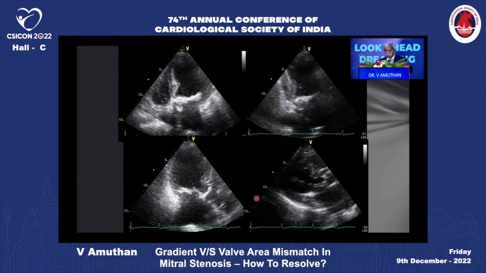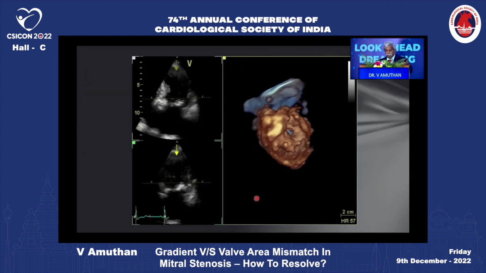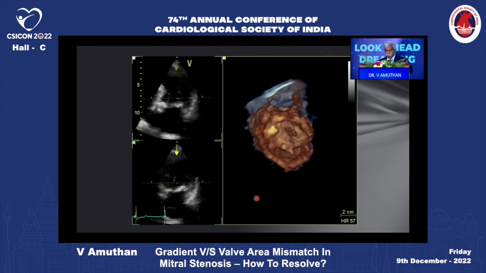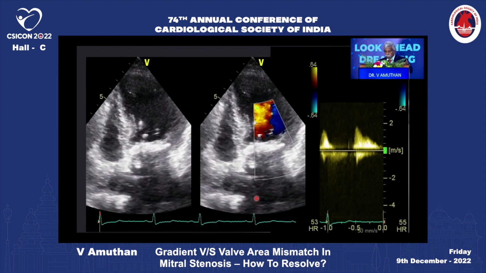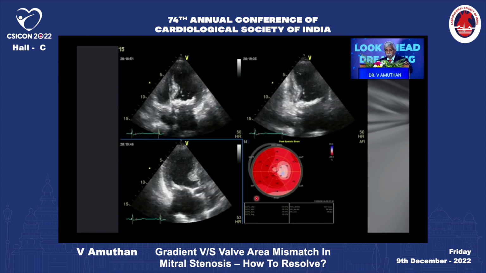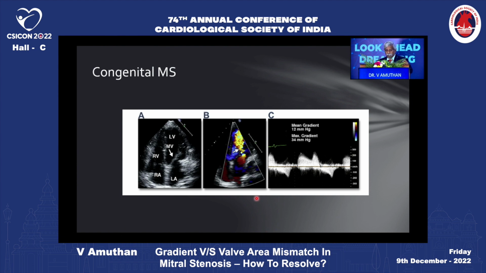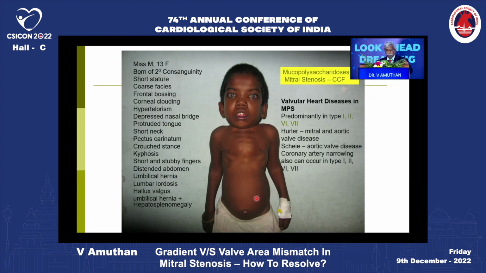So, this is a degenerative MS where there is a low gradient. Low gradient, you can see here the valve area. So, that is degenerative. And in congenital MS also, you don't have a higher gradient.